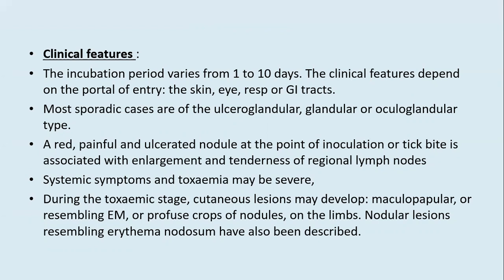Most sporadic cases are ulceroglandular, glandular, or oculoglandular. A red, painful, ulcerated nodule at the point of inoculation or tick bite is associated with enlargement and tenderness of regional lymph nodes. Systemic symptoms and toxemia may be severe. During the toxemic stage, cutaneous lesions develop, which are maculopapular resembling erythema multiforme, with profuse crops of nodules on the limbs. Nodular lesions resemble erythema nodosum.